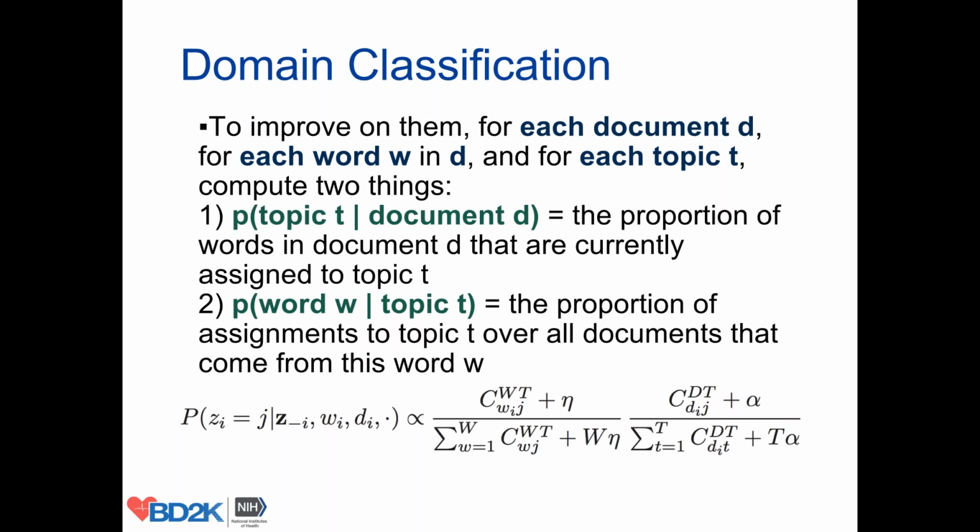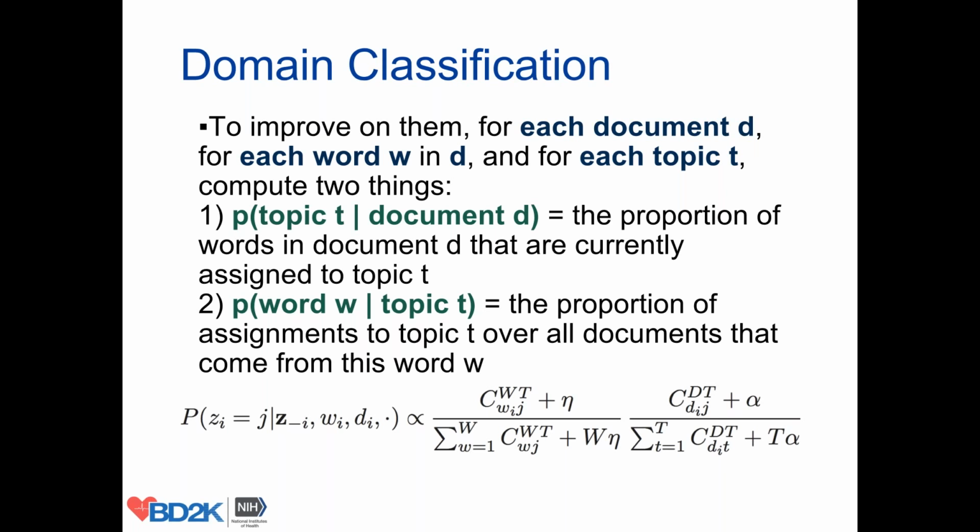To improve them, for each document D, for each word W in D, and for each topic T, we need to compute 2 different probabilities. The first is the proportion of words in the document D that are currently assigned to topic T. And the second probability is the proportion of assignments to topic T over all documents that come from this word W.